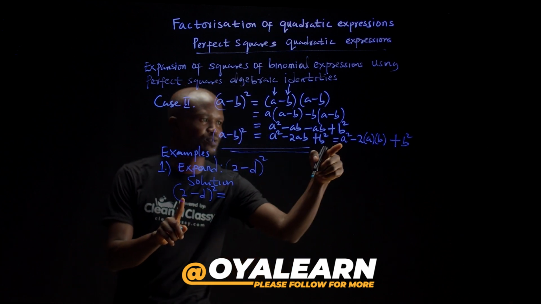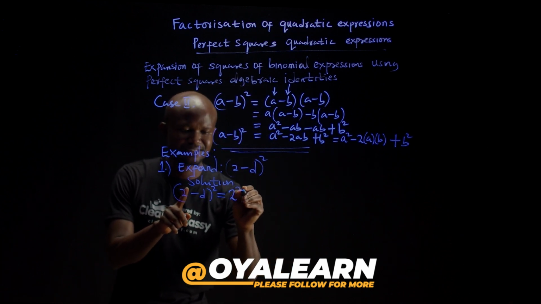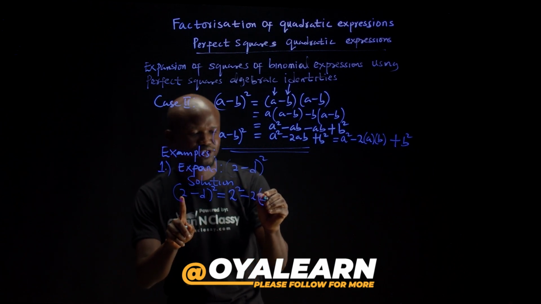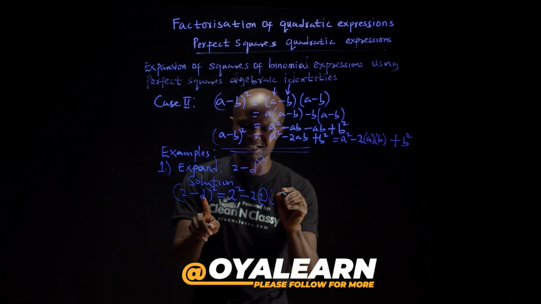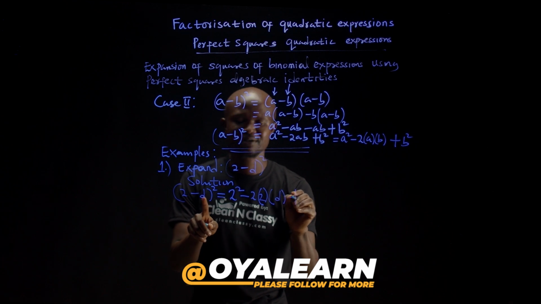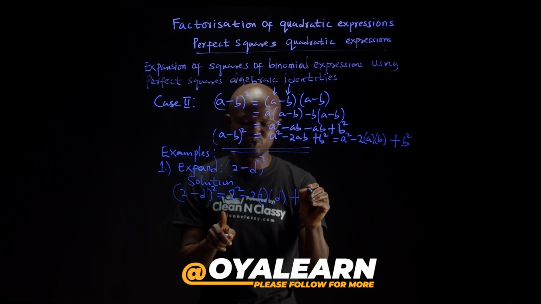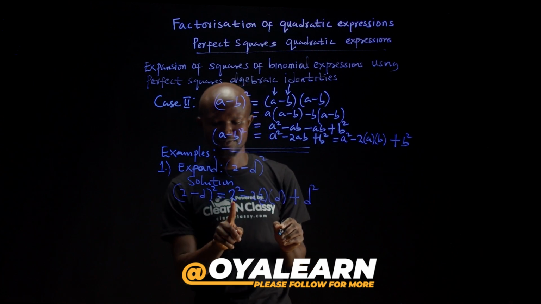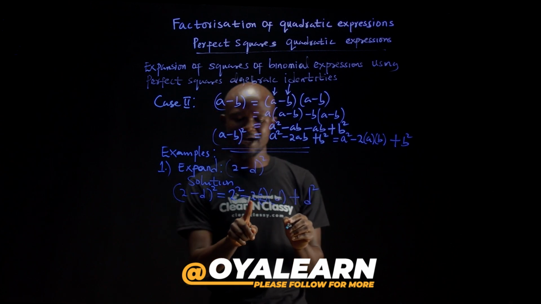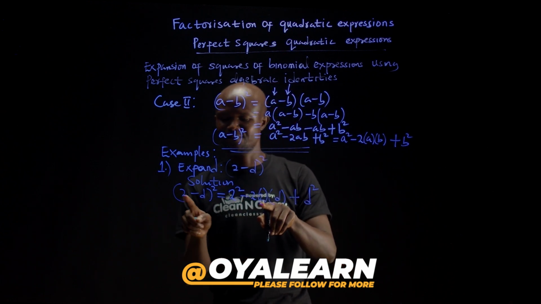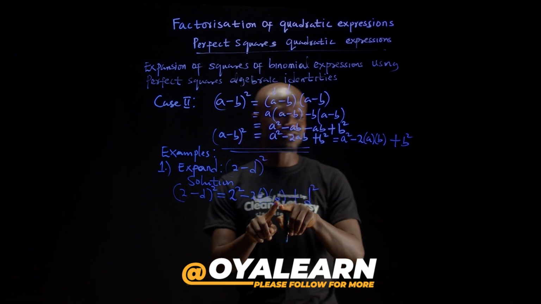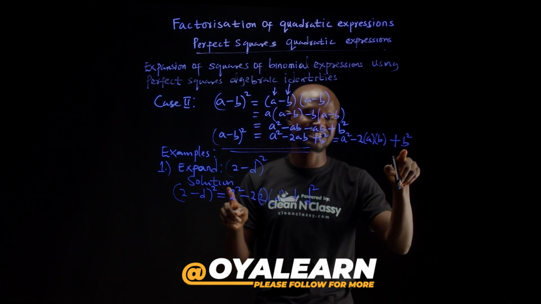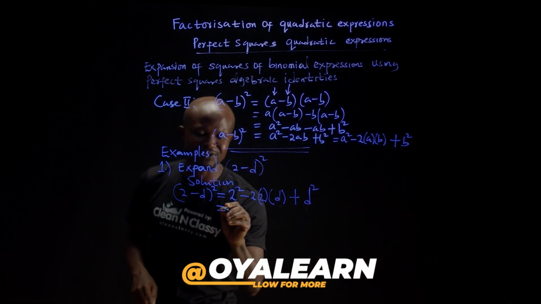Now let's apply this. We are going to have this to be what? 2 squared minus 2 into, the first one is 2, the second one is D, then plus the square of the last one. The first one squared minus 2 times the first one into the second one, then plus the square of the last expression, just like this. So we simplify this.